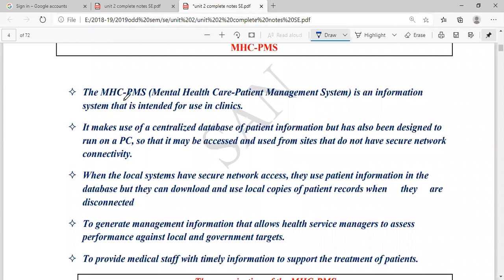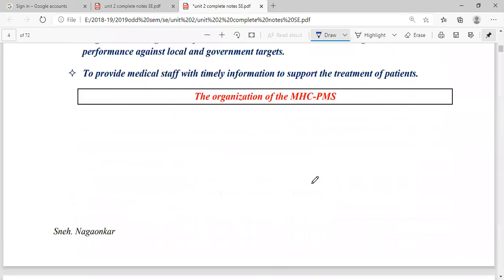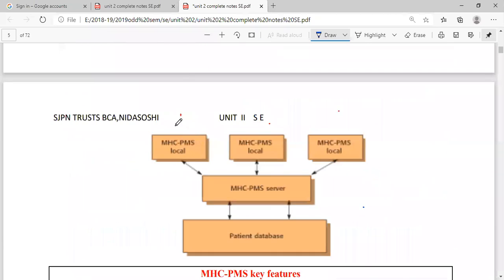It is an information system that is intended for use in the clinics. So every clinic is going to use that software. And one more thing I want to tell you.